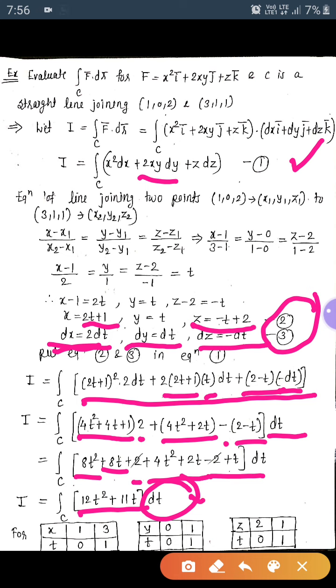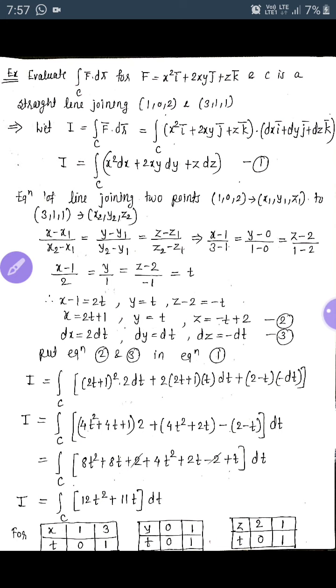Now we want the t limits. To get the t limits, the given points are in terms of x, y, and z. The x values are 1 and 3. So for these two values, we find the value of t. Put x is equal to 1: 1 minus 1 is equal to 2 multiplied by t. So what is the value of t? t is equal to 0.